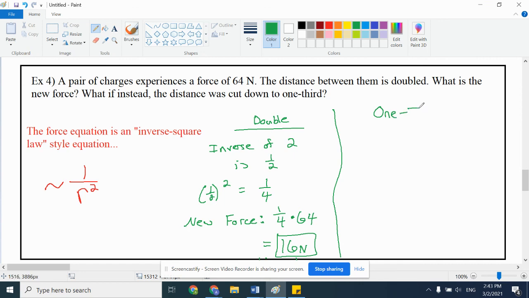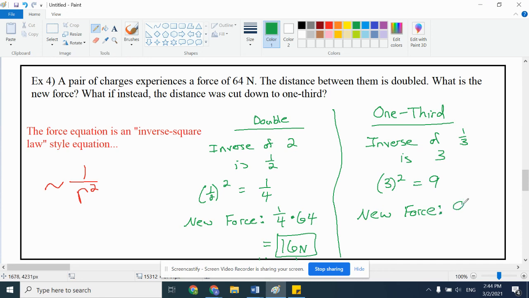As for the 1/3, same idea. We're going to take the inverse and then square it. The inverse of 1/3 is 3. Now take 3, we square it, we get 9. Our new force, 9 times 64. In the calculator, we get a new force of 576 newtons. And that's a wrap.